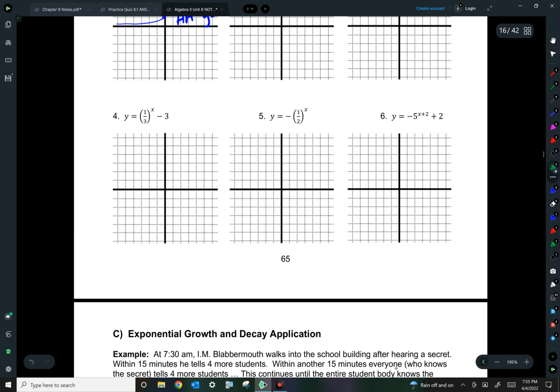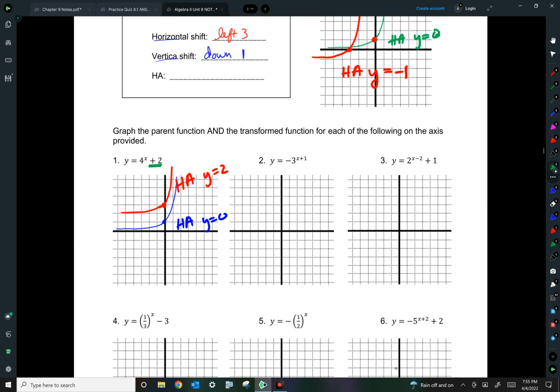Okay, look at number 2. All right, so we've got the basic 3 to the x. Forget the negative for just a minute. We've got the basic 3 to the x. Goes through right here at 1. It's leveling off down here, and then it shoots up, right?